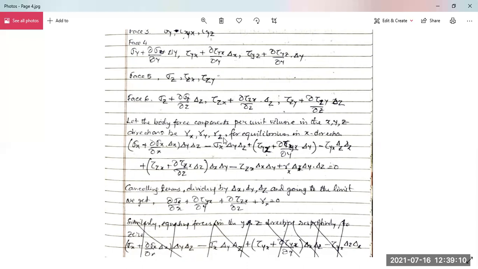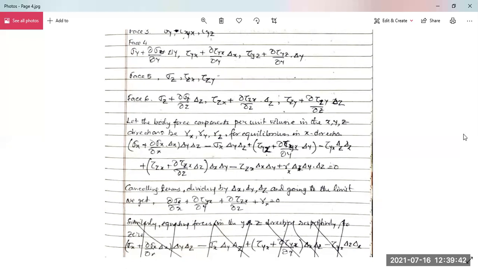Like gamma x, gamma y, gamma z. For equilibrium in the x direction, you have to add the forces in the x direction one by one, and ultimately add gamma x, originally divided by delta x, delta y, delta z, and going to the limit. Doing the limit, we get delta sigma x by dx, delta tau yx by dy, and delta tau zx by dz itself.